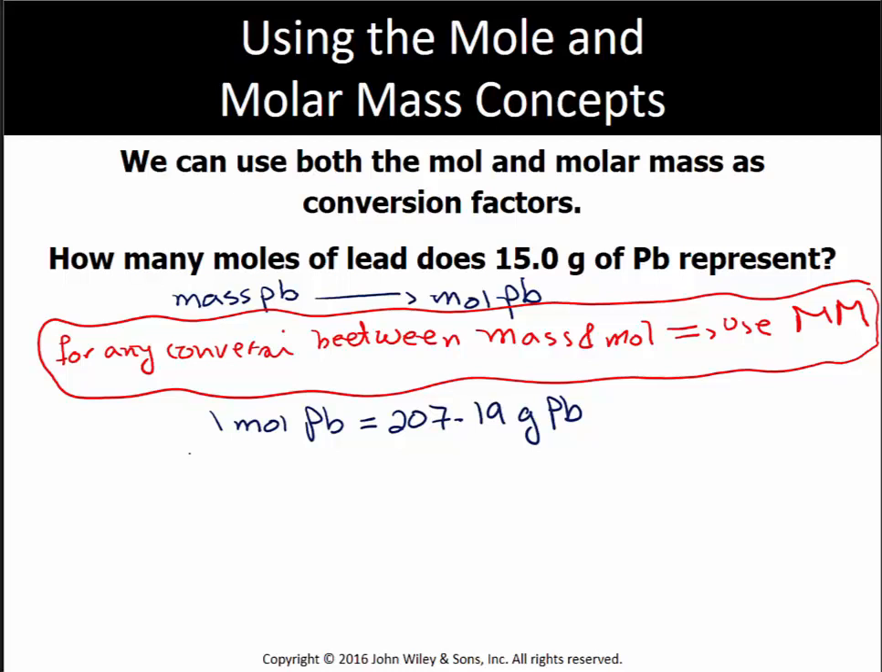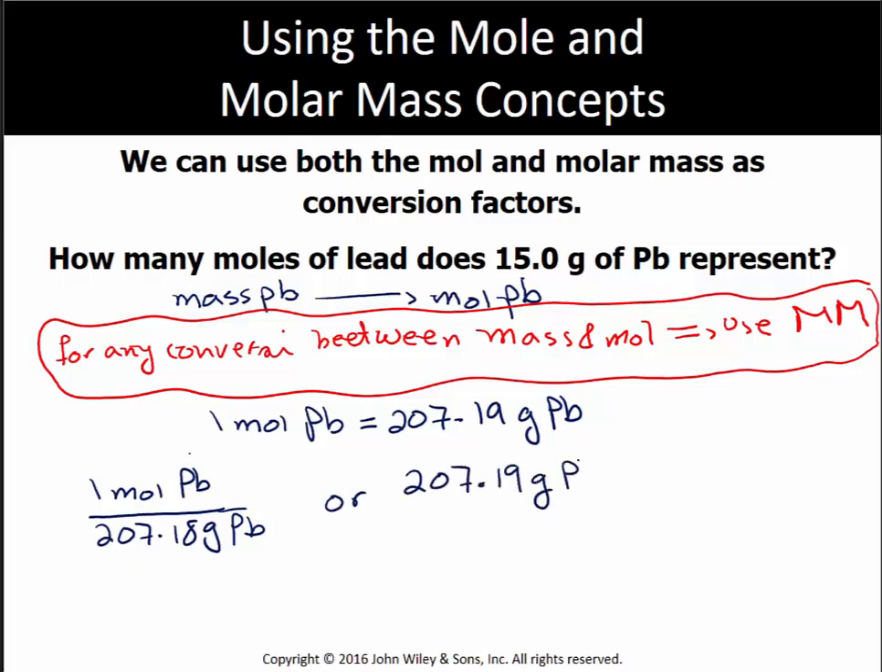So I'm going to write my conversion factors based on this equality. I could say either 1 mole of lead is 207.19 grams of lead, or each 207.19 grams of lead is 1 mole of lead. So these are the two possible conversion factors.